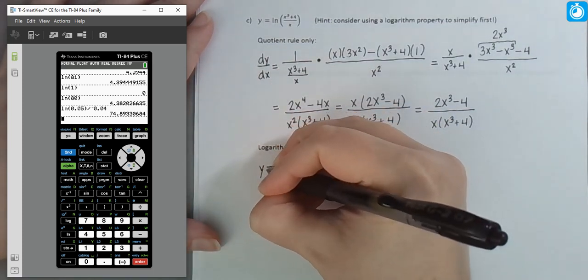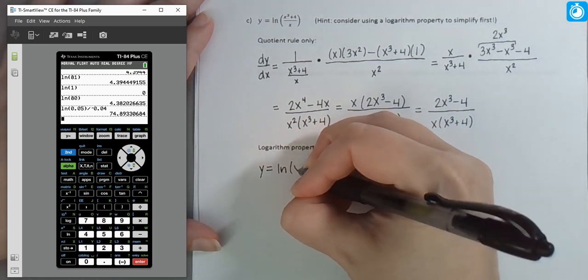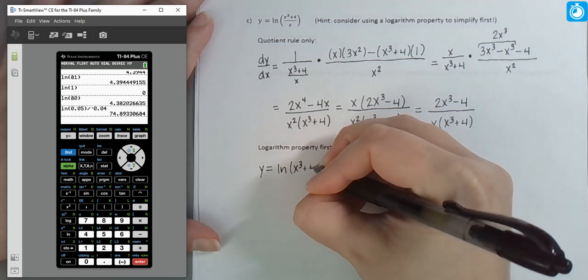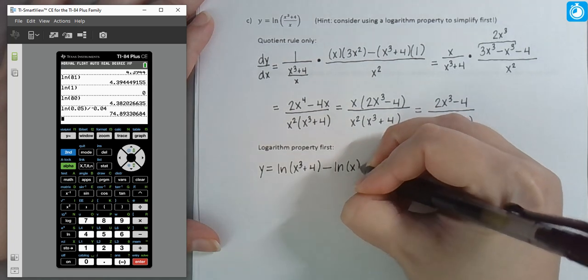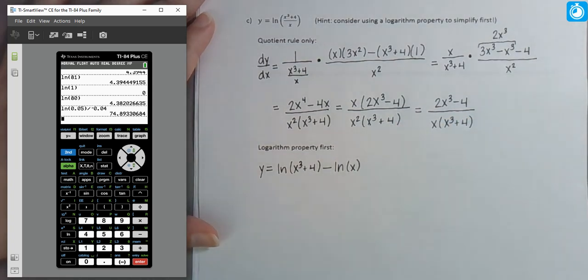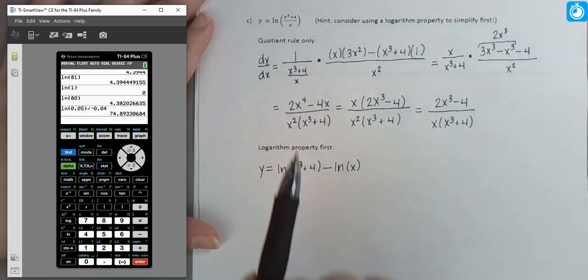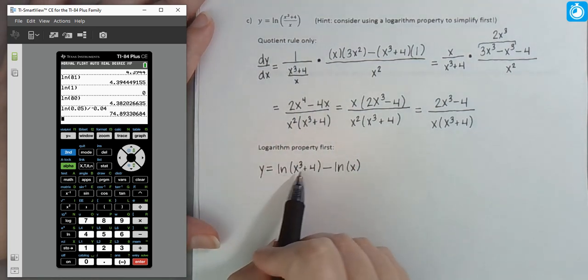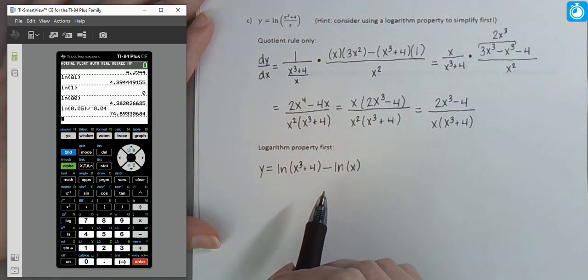So another way to write the function we're differentiating is as the natural log of x cubed plus 4 minus the natural log of x. That's another way of writing this particular function. And the benefit here is if we now differentiate in this form, we no longer have to use something like the quotient rule. We'll need the chain rule right here, but for this second natural log, we can just take the derivative using that standard natural log rule.